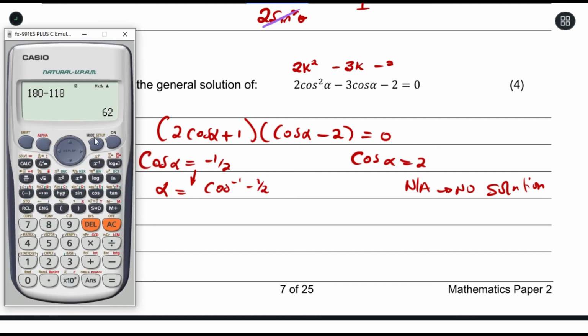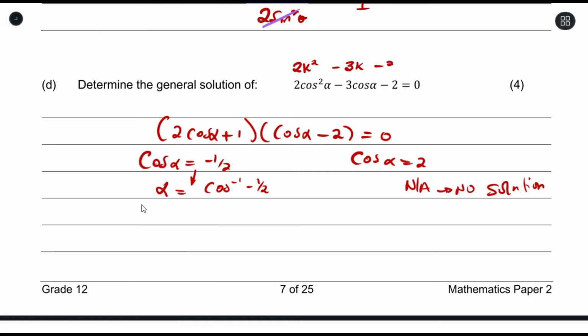What does that give you real quick? So we have shift cos negative half, which is 120. So our answer for this will just be alpha equals plus or minus 120 plus k times 360, and k is an element of the integers. And this is one way to answer this question. You can just get it like this.